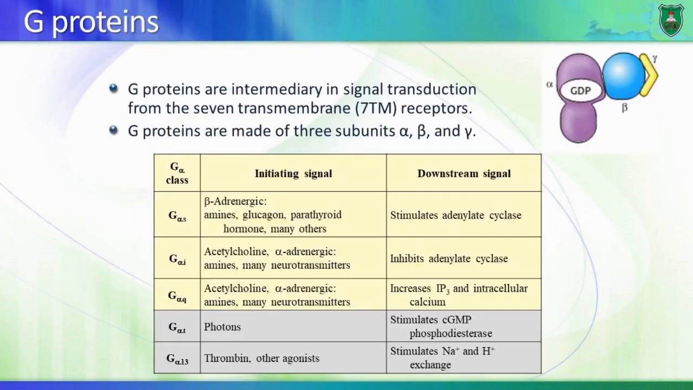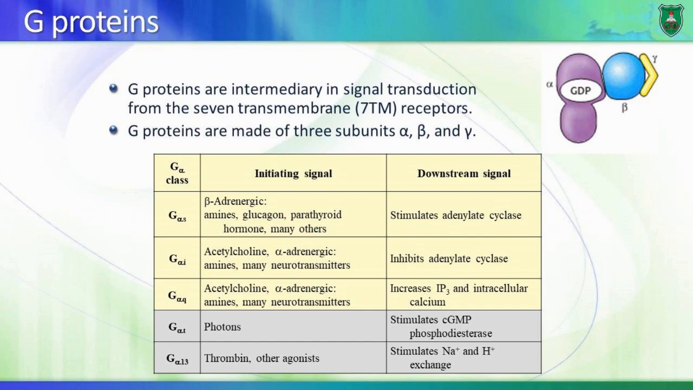So there are different types of G-proteins inside. Remember that these are heterotrimers. They are composed of 3 subunits, alpha, beta, and gamma. Okay, that's alpha, that's beta, that's gamma. The alpha subunit is the important functional subunit. The beta and gamma subunits are regulatory subunits.